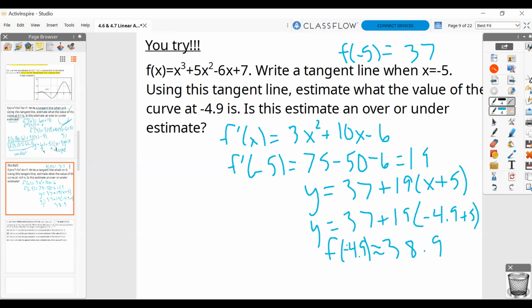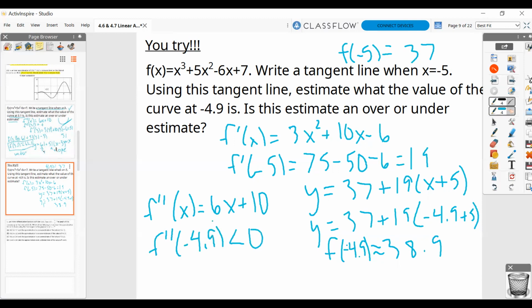If we want to figure out if it's an over or under, again, we're going to do f double prime. F double prime of x is equal to 6x plus 10. And this time, if we plug in negative 4.9, we realize that f double prime of negative 4.9 is going to be negative, because that will be roughly negative 30 plus 10, which is negative 20. And so because this is concave down, we're essentially to the left of the relative maximum here. And so we could say our line's going to be above. This is going to be an overestimate.